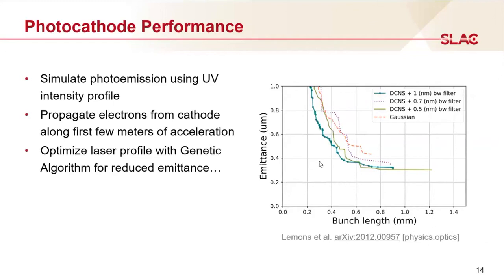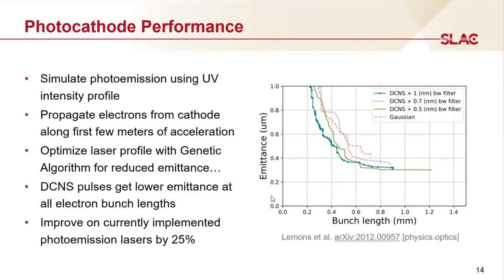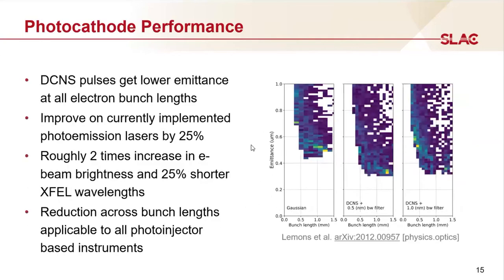The graph here displays the points which are at a minimum for any given length or emittance, also known as Pareto optimal. Here we're showing all of the solutions instead of only the Pareto optimal in order to demonstrate the larger space of emittance and bunch length combinations that the DC&S pulses enable.